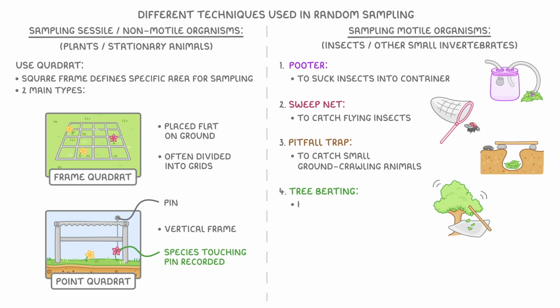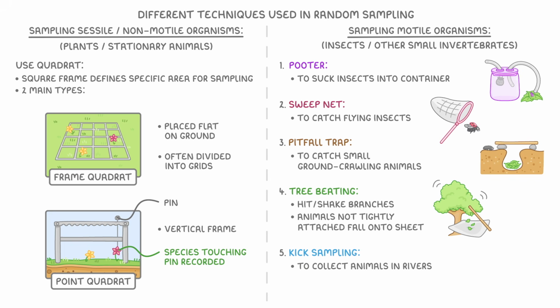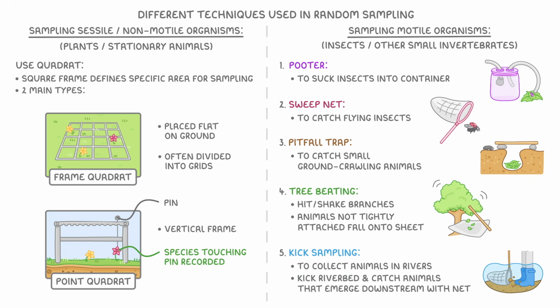Tree beating involves hitting or shaking branches so that any animals not tightly attached to them fall onto the sheet below, and the sheet should be white in order to spot the animals more easily. And finally, kick sampling is used to collect animals in rivers. And to do this, you gently kick the riverbed and catch any animals that emerge downstream with a net.